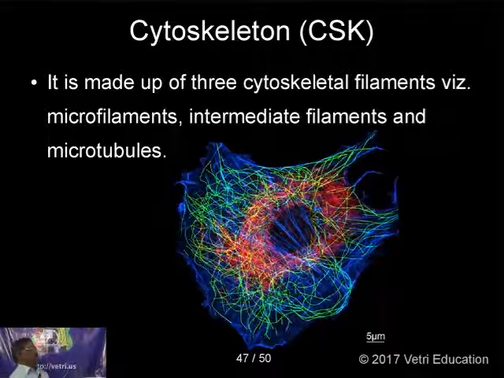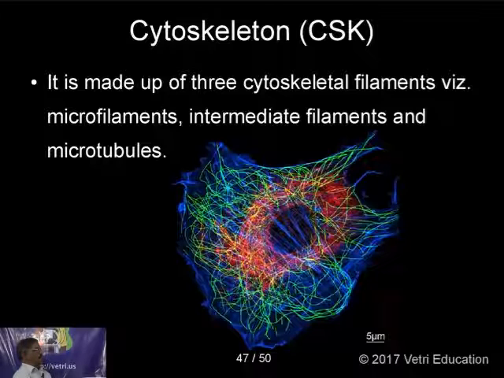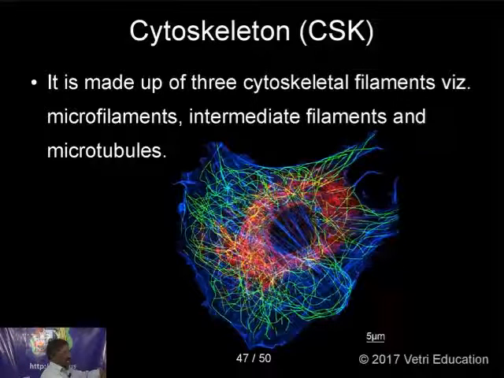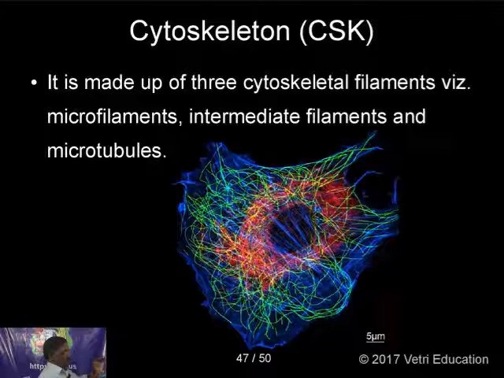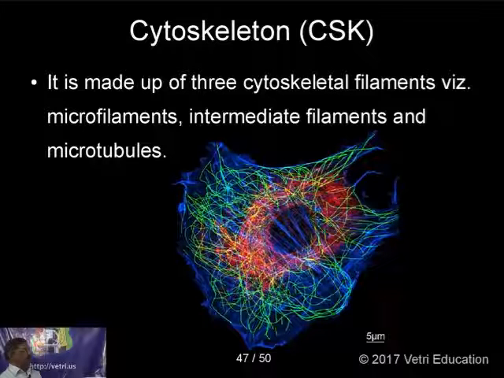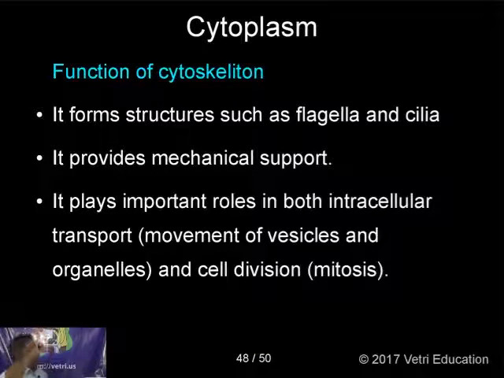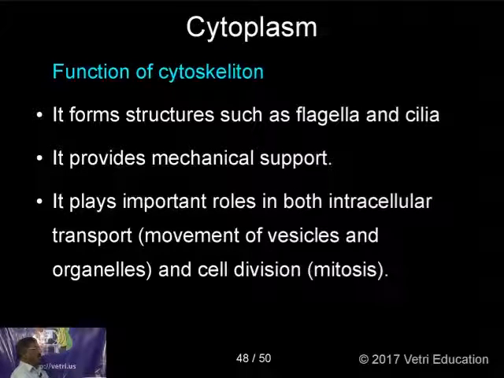It is made up of three cytoskeletal filaments: microfilaments, intermediate filaments and microtubules, which are found just like a network in the cell, below the plasma membrane. Functions of the cytoskeleton: it forms structures such as flagella and cilia. It provides mechanical support. It plays an important role in both intracellular transport, movement of vesicles and organelles, and cell division. That's an important part of the cytoskeleton, these microtubules.